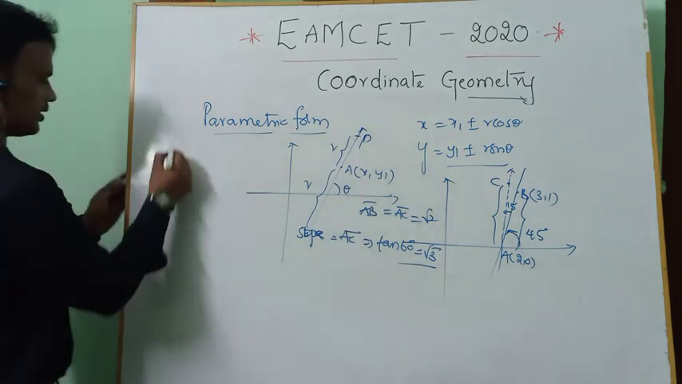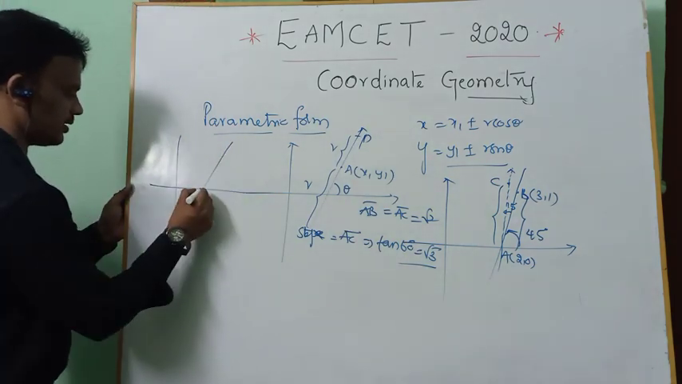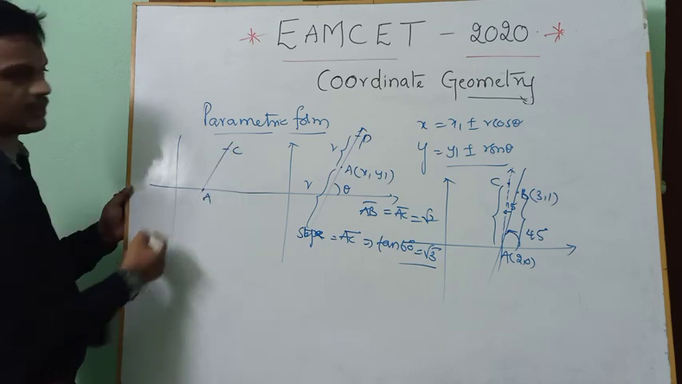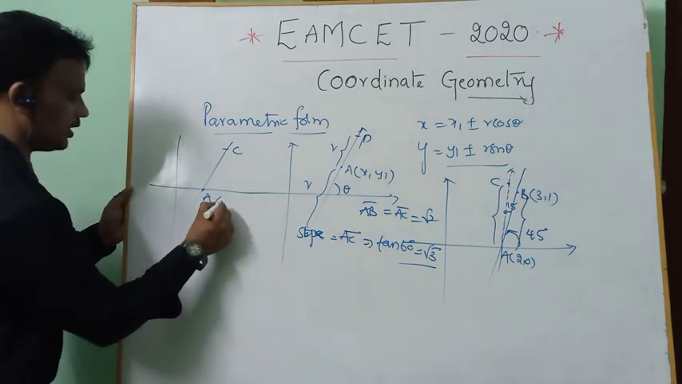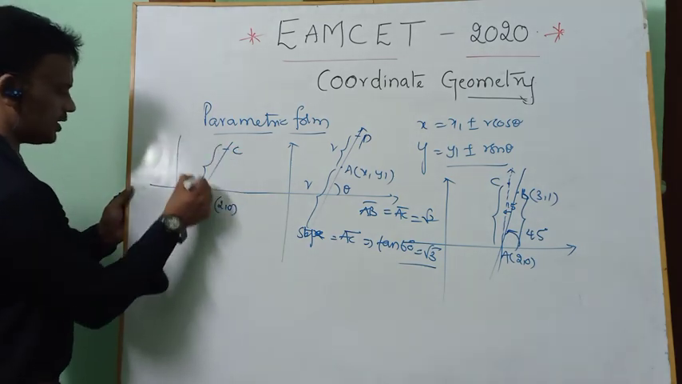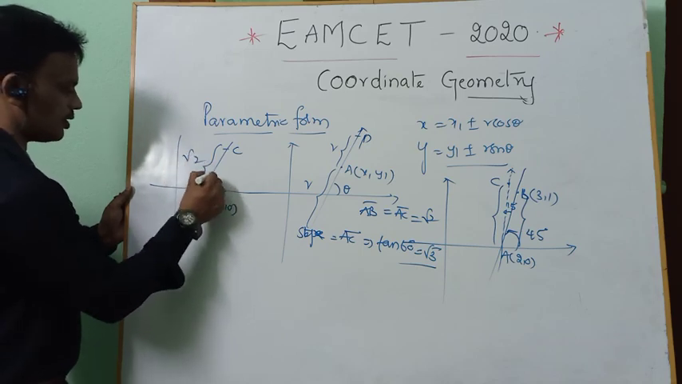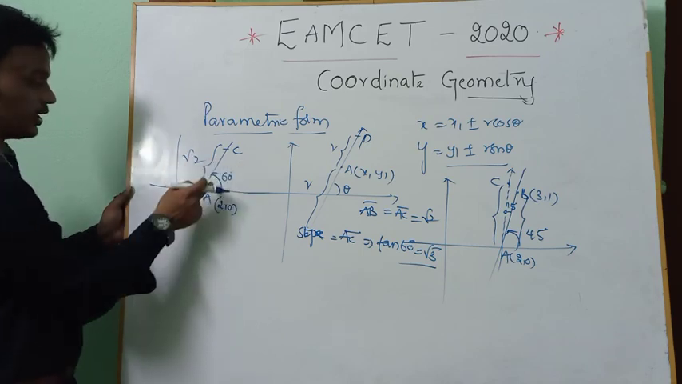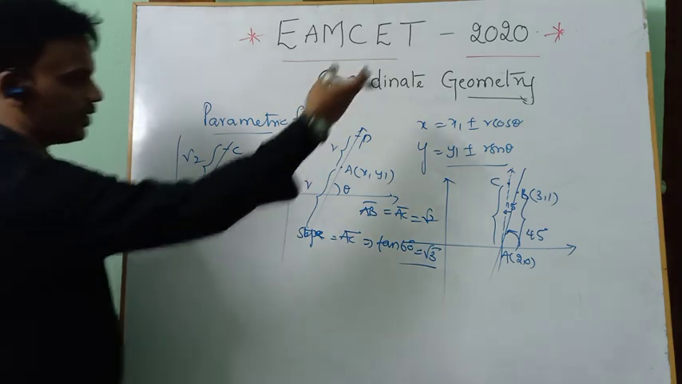Now I got the diagram like this. This is AC, with points A and C. The point A is (2, 0). Now C is at a distance of root 2, which makes an angle, now total after rotating, of 60 degrees. Now can I use that?